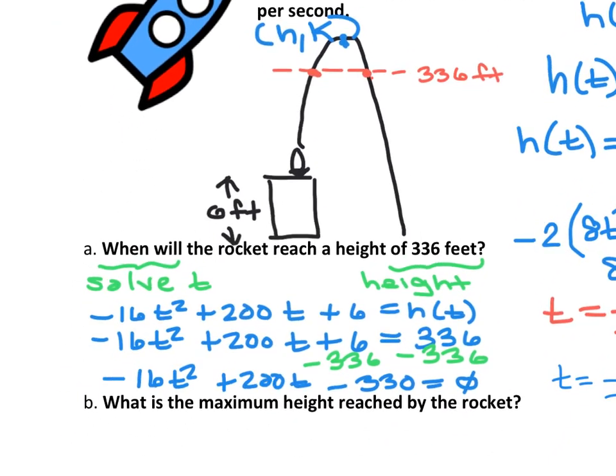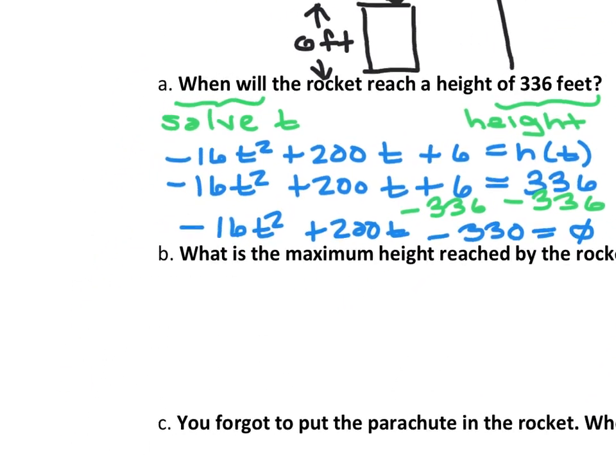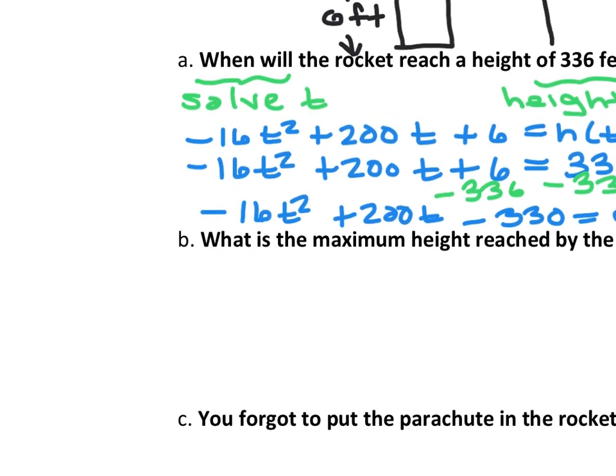Okay, so what is that maximum height here? Well, the maximum height, as you recall, is our vertex. So our vertex, I'm going to put this over here. Our vertex is h, comma, k. And in this case, that independent variable h is time, seconds, and k is our height.